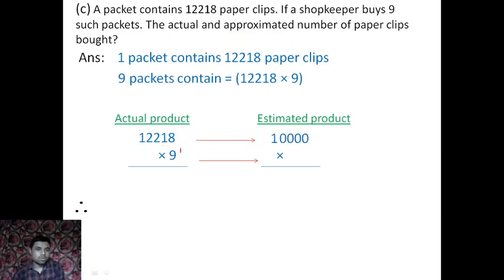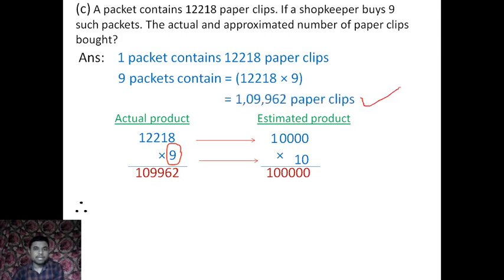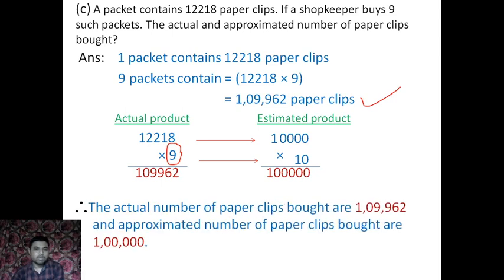Okay, now what is the highest place here? Only 1 digit, it is 9. So I have told already, 9 is more than 5, so it will be 10. Okay, now do both multiplications and write it here. Write the answer statement. The actual number of paper clips bought is this, and the approximated number is this. Okay, look here. Now we are not writing both. Either write about or write approximately. Is it clear? Okay, no need to write both approximately and about. Hope you understand.